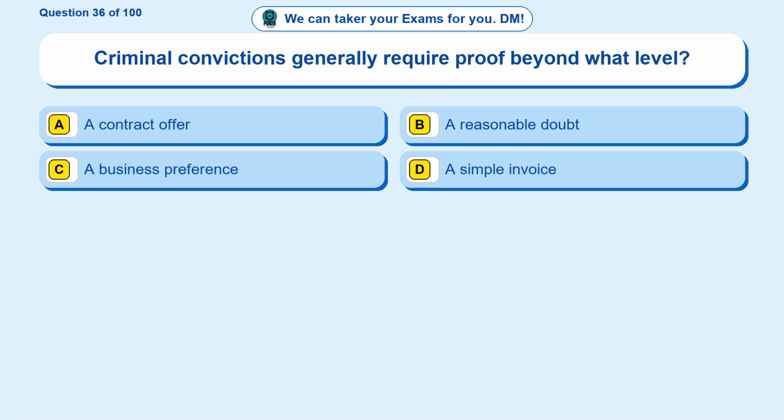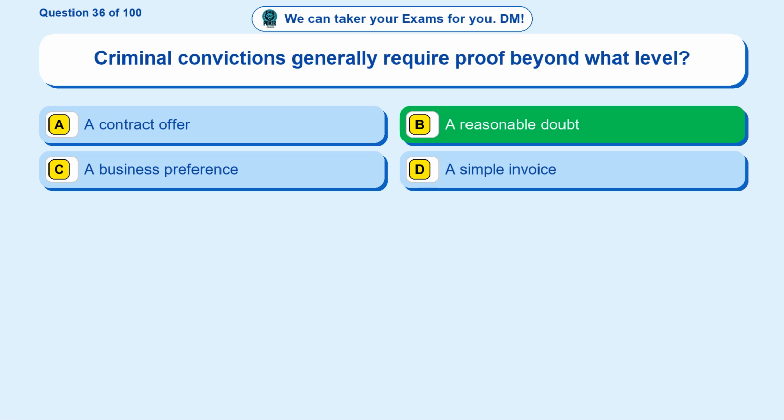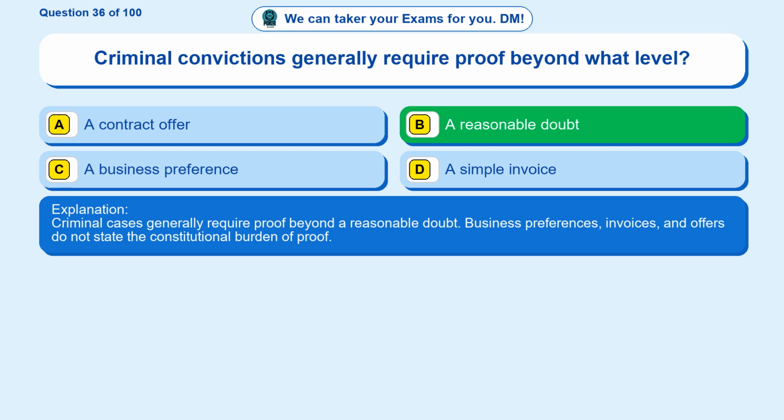Question 36. Criminal convictions generally require proof beyond what level? Option A. A contract offer. Option B. A reasonable doubt. Option C. A business preference. Option D. A simple invoice. The correct answer is option B. A reasonable doubt. Criminal cases generally require proof beyond a reasonable doubt. Business preferences, invoices, and offers do not state the constitutional burden of proof.